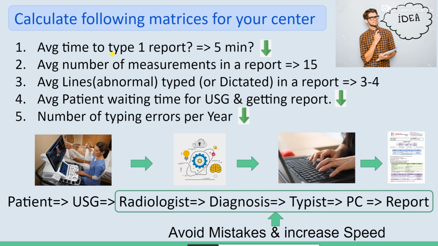And the average number of measurements in each report. I mean, various sonographies can have various reports. Anomaly can have a large number of measurements, abdomen can have fewer measurements. And what is the average number of abnormal lines you dictate or type into the report? I mean, in the conclusion, 3 lines, 2 lines, 4 lines. And the average patient waiting time before their USG turn comes, and after USG, the time to get the report. Okay, and the number of typing errors per year.